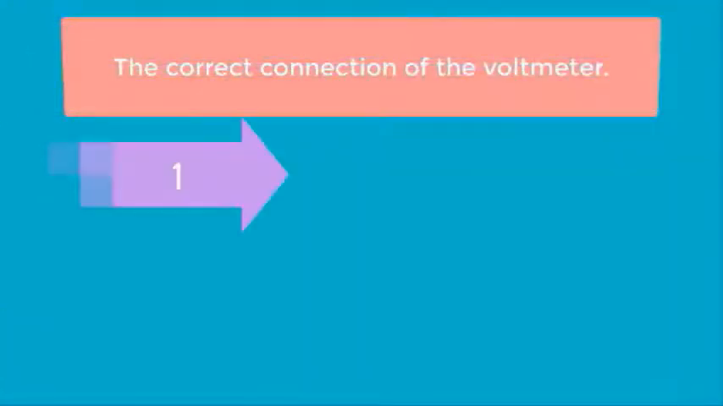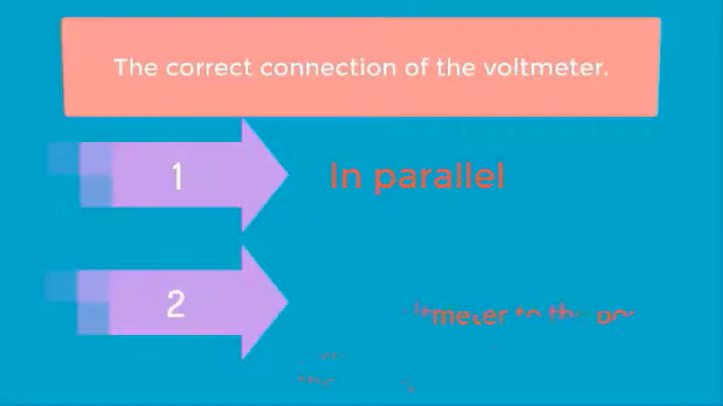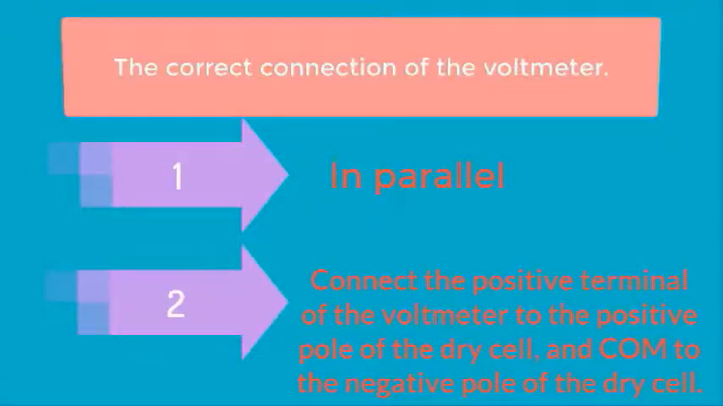So the correct connection of the voltmeter is to be connected in parallel across any component by connecting the positive terminal of this voltmeter to the positive pole of the dry cell and COM to the negative pole of the dry cell.